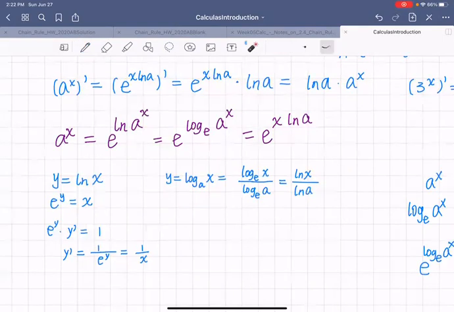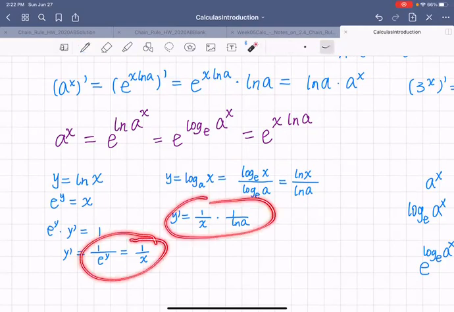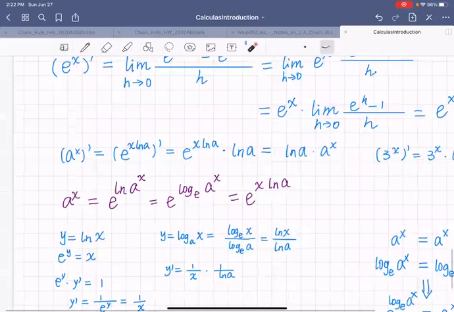And now it is easy to do this, right? So y prime equals the derivative of ln x, which is 1 over x. And then you have this in front as a coefficient, so you multiply by 1 over ln a. Make sense? Okay.